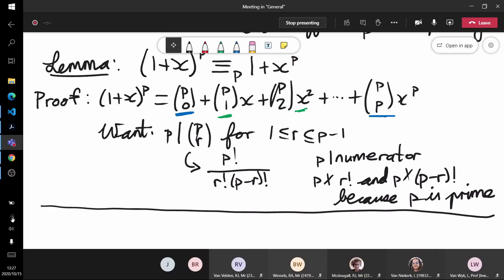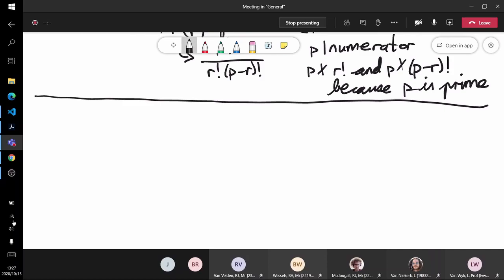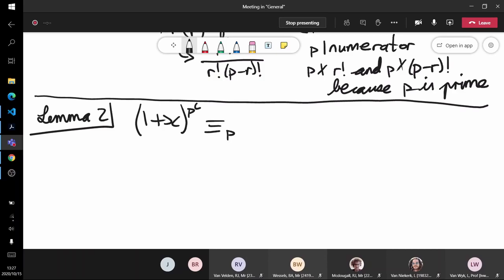And now we're actually going to take this lemma a little further. So that's the base case of the following lemma. So let's call this lemma 2. If I have (1 + x) to the power of, previously we had it just to the power of p. Here we're going to say to the power of any power of p. So let's say p to the L. The same thing holds. So that's (1 + x)^(p^L).